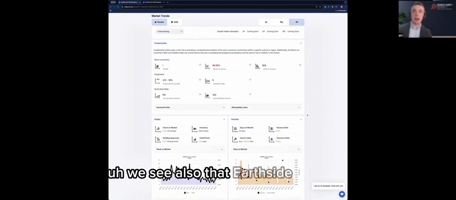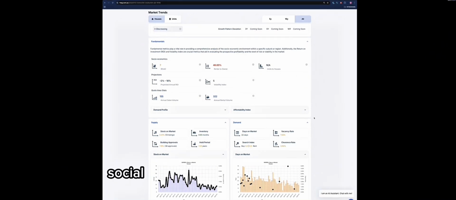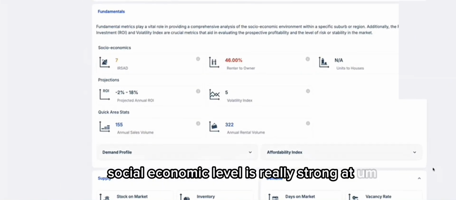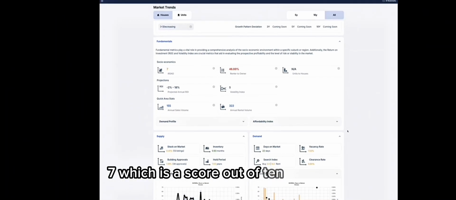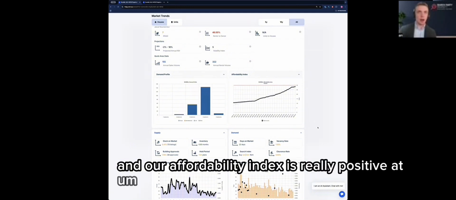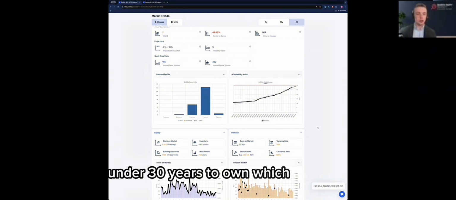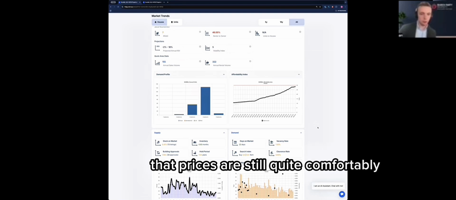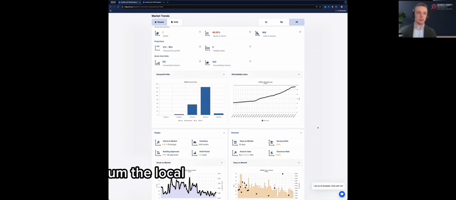We see also that ERSAD, a measure of socioeconomic level, is really strong at 7, which is a score out of 10. And our affordability index is really positive at under 30 years to own, which suggests that prices are still quite comfortably affordable for the local residents.